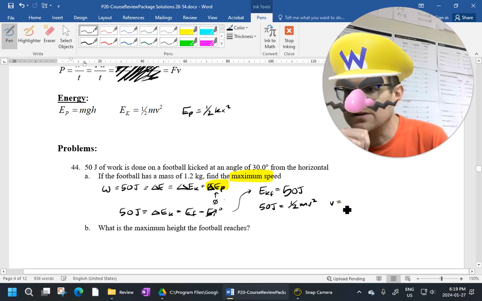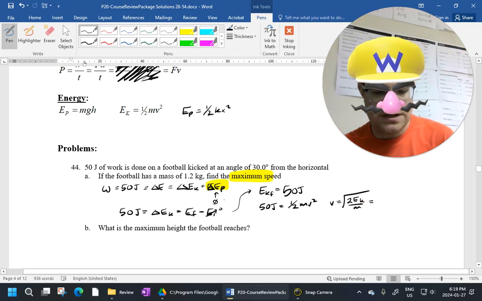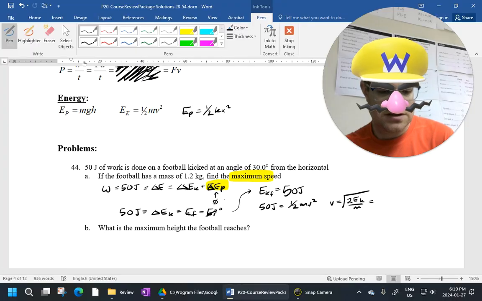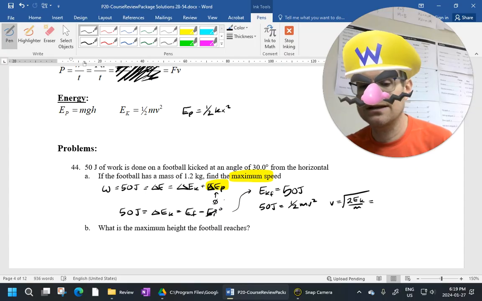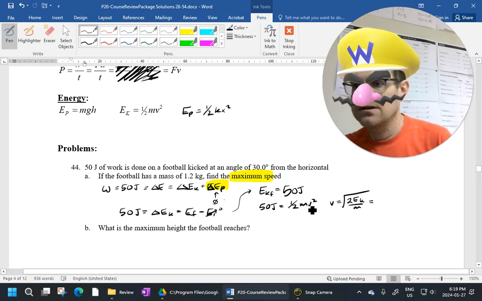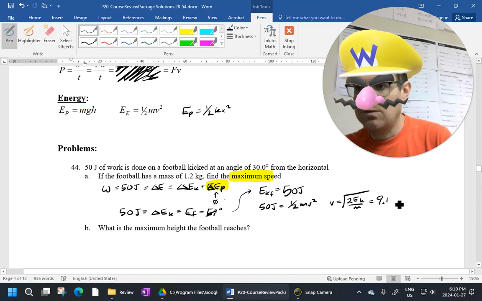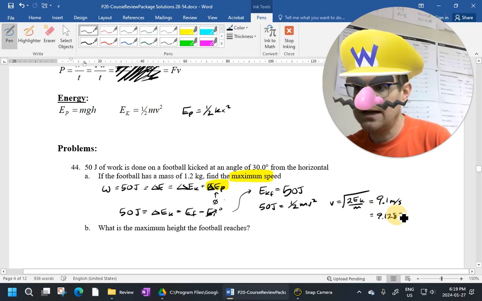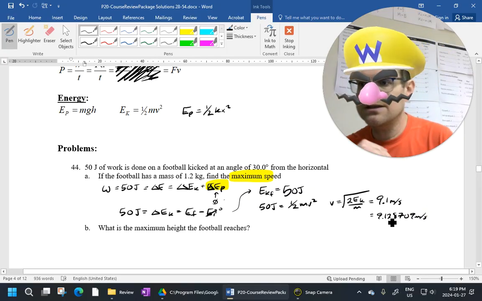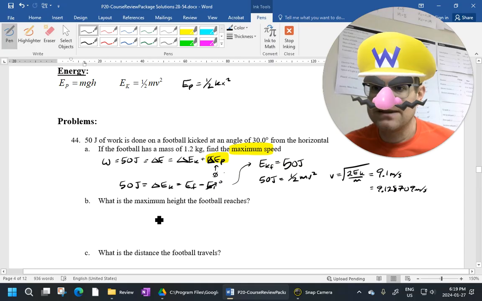So v is equal to, times the 2 up to the other side, divide by mass, so 2 times 50, 100, divided by 1.2, sorry, and then take the square root. So 9.1 meters per second. Now there's a lot of decimals here, so 9.12879 meters per second. The reason I want those is because I'm going to continue using this number down the page here. What's the maximum height?